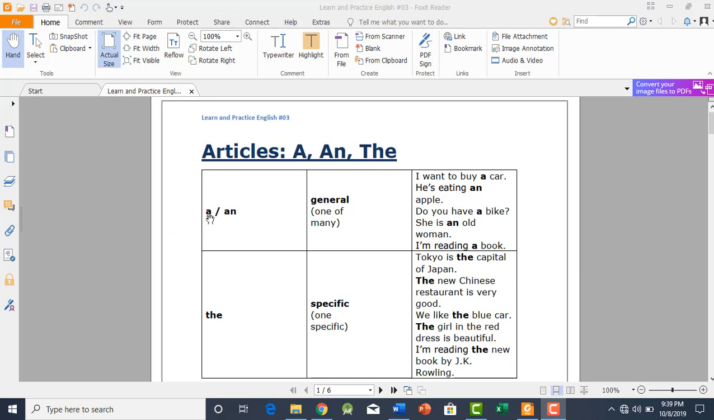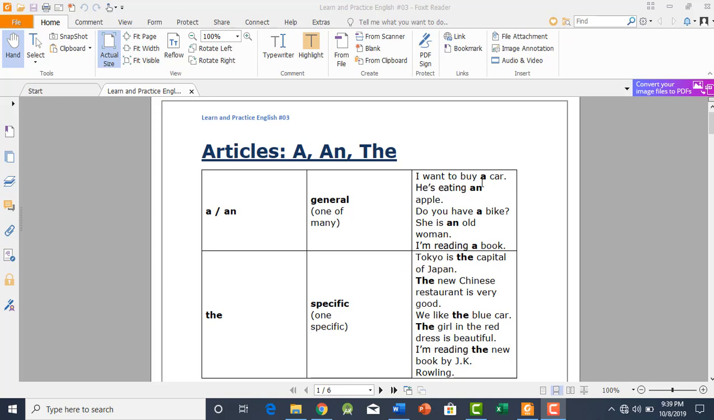So let's see a and an. The middle column says general, one of many. What does it mean? It means that when you have to select one out of many, in that situation you can use a or an, but it depends on when we use an and when we use a. So let's take out the examples.